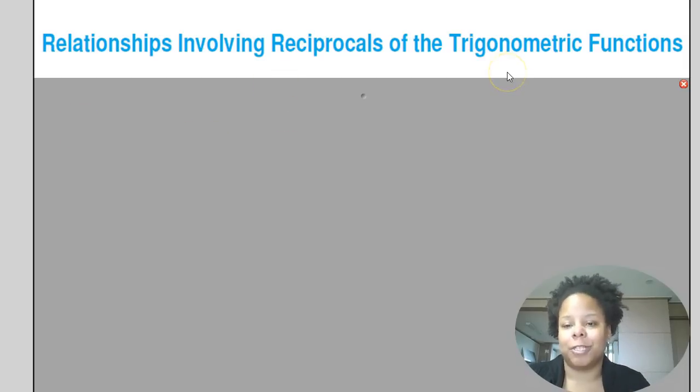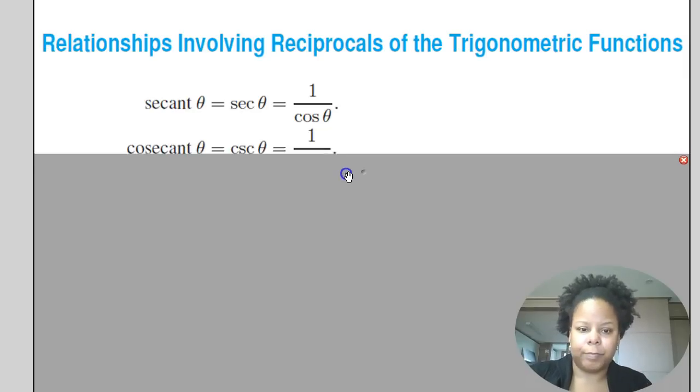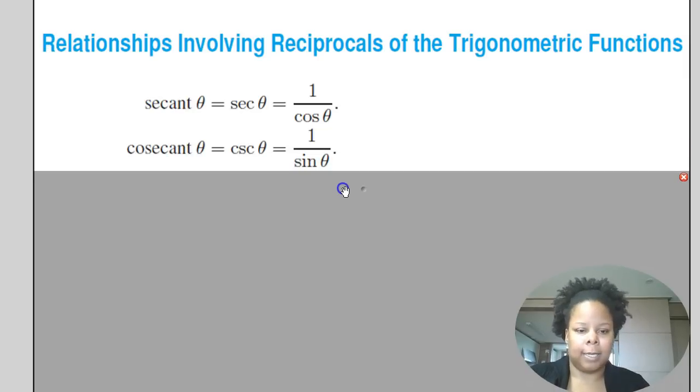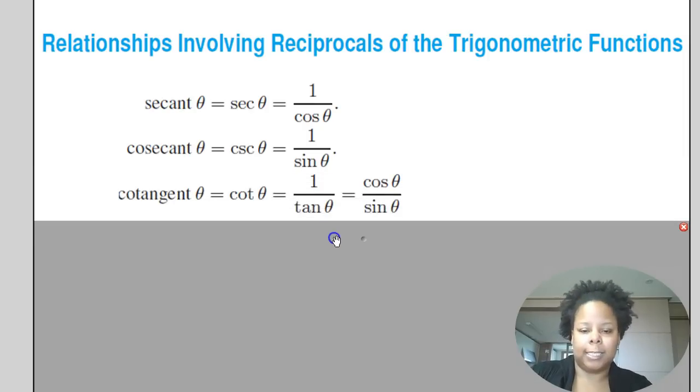Relationships involving reciprocals of the trigonometric functions. We haven't talked about all the trigonometric ratios, but we have kind of used them. The relationship between cosine and secant is that they're reciprocals of one another. Same thing with cosecant and sine, and same thing with cotangent and tangent. If you recall, tangent theta is equal to sine over cosine, so the reciprocal of tangent theta would be cosine over sine.